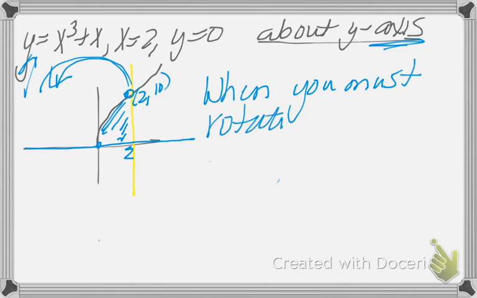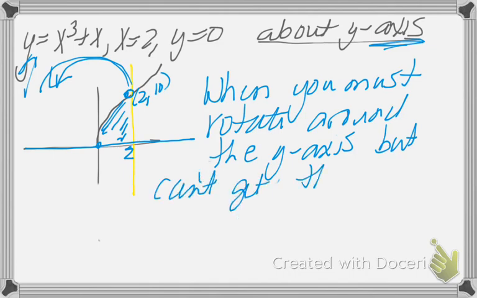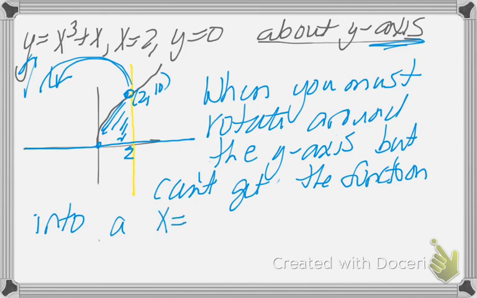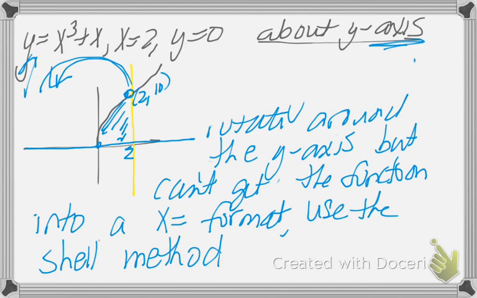rotate around the y-axis but can't get the function into an x equals format, use the shell method. Okay, so this is a completely different way of doing it, and you use this when you have to go around the y-axis, but you can't get into the form x equals. Okay, so I'm going to show you how to use the shell method.